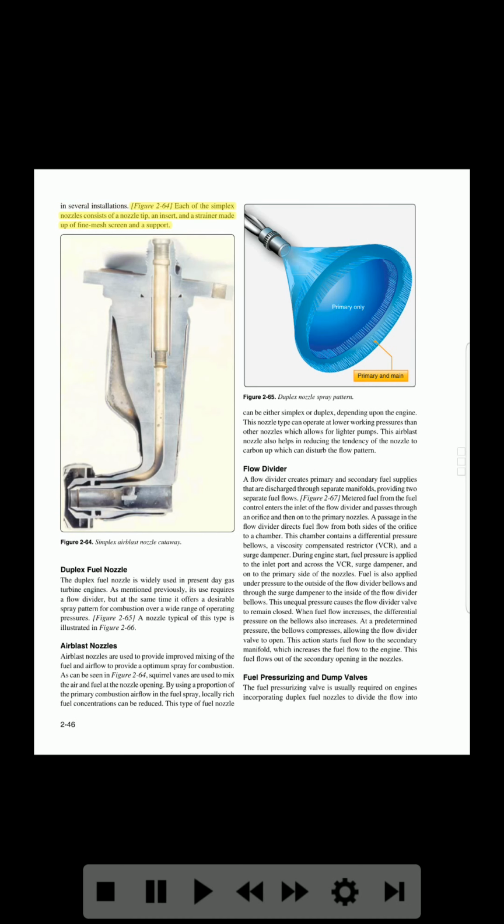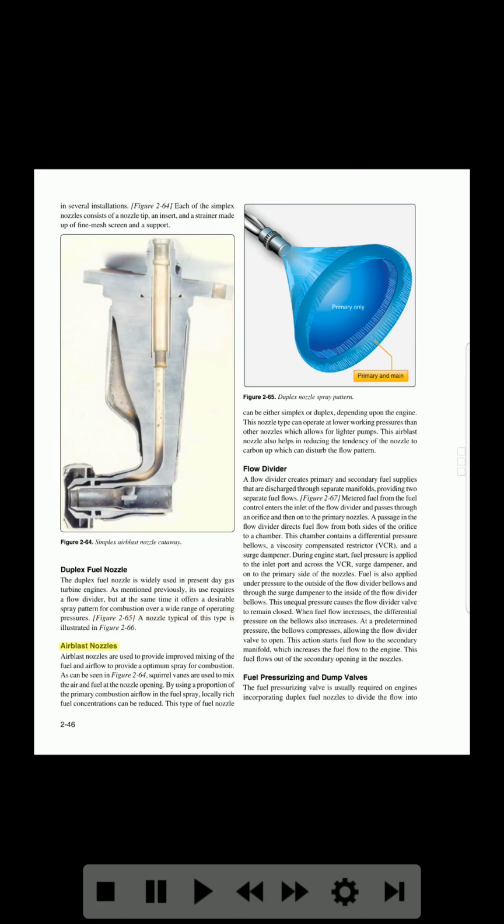Figure 2-64. Each of the Simplex nozzles consists of a nozzle tip, an insert, and a strainer made up of fine mesh screen and a support. Figure 2-64. Simplex air blast nozzle cutaway. Duplex fuel nozzle. The duplex fuel nozzle is widely used in present-day gas turbine engines. As mentioned previously, its use requires a flow divider. But at the same time it offers a desirable spray pattern for combustion over a wide range of operating pressures. Figure 2-65. A nozzle typical of this type is illustrated in Figure 2-66.